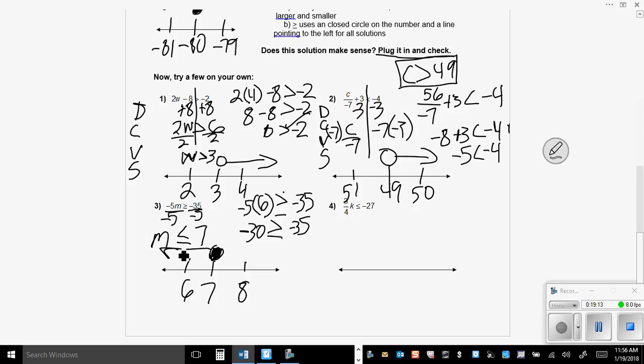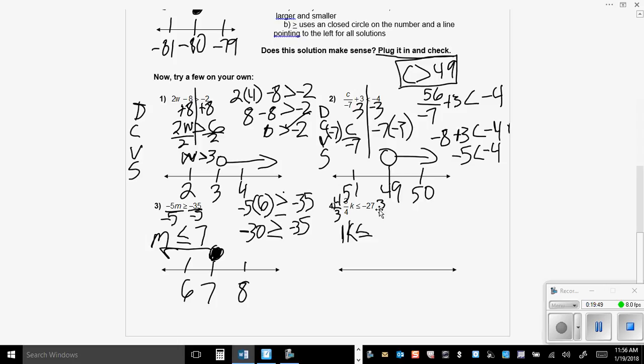All right, last one of the day. Now, 3/4 K is less than or equal to negative 27. First thing we're going to do is go ahead and flip it. Inverse property of multiplication. You're multiplying by a fraction, so you'll multiply by the inverse, 4/3. And that's going to give you 1K here. Like I said before, we don't have to write it. Sometimes I write it. And we'll have 4/3 here.